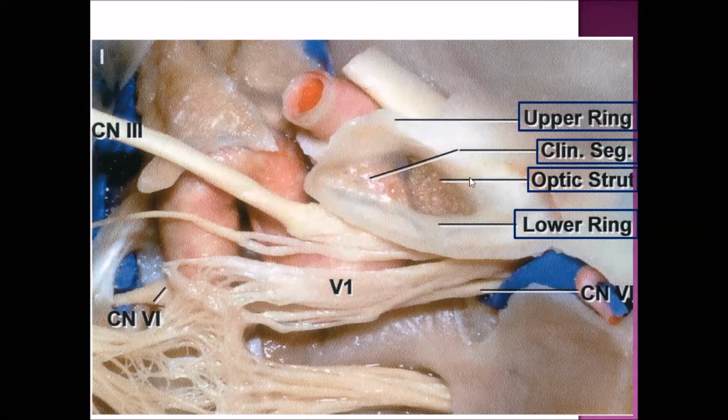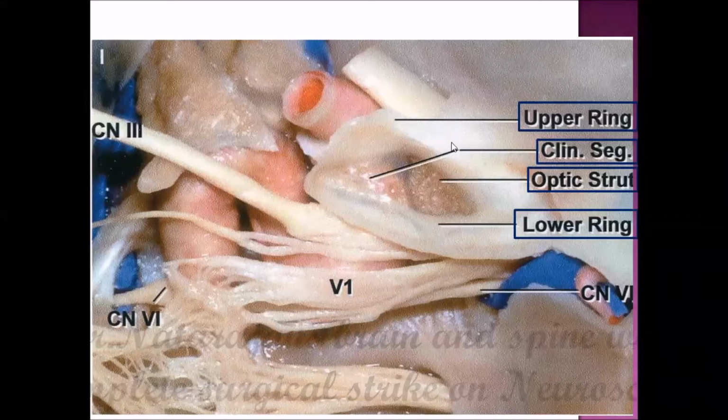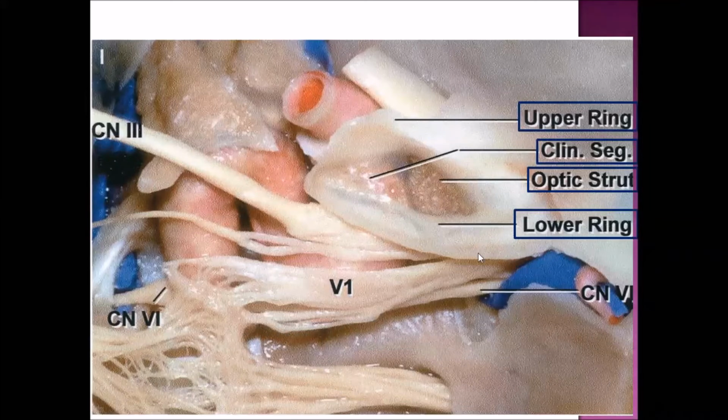So this is clear: the upper dural ring, the lower dural ring, the optic strut which separates the optic canal and the superior orbital fissure, and the clinoidal segment of the ICA. This structure you are seeing after drilling the ACP, the anterior clinoid process.